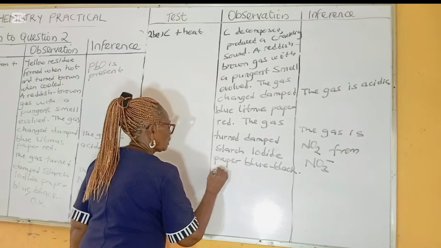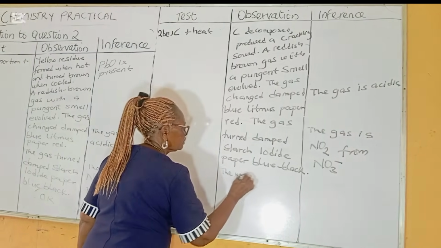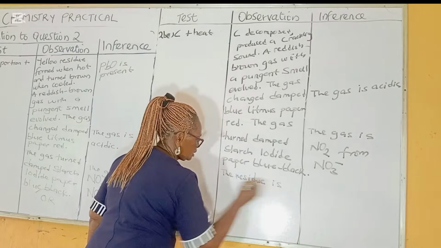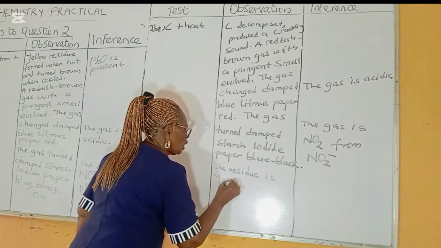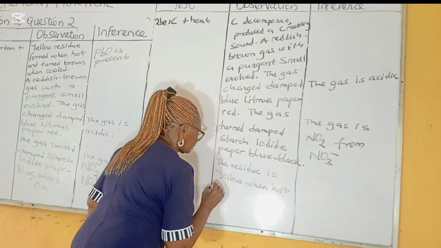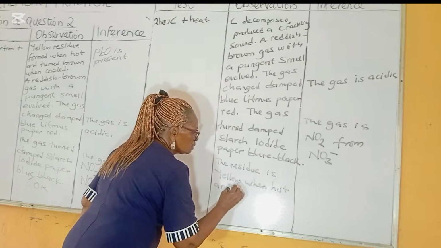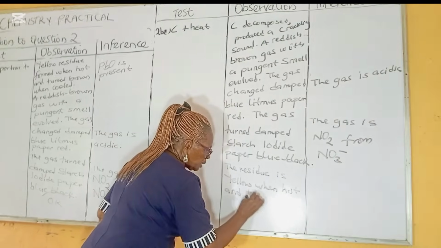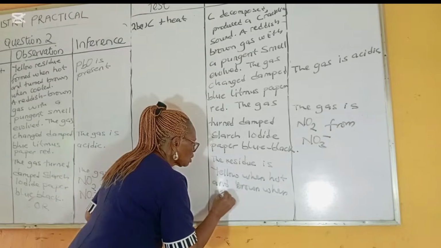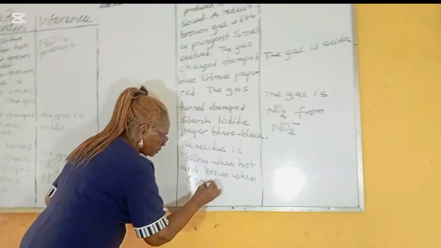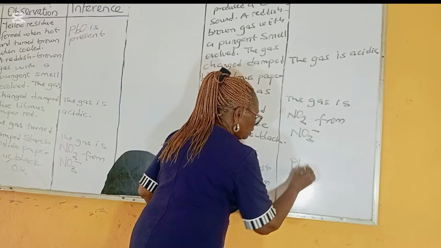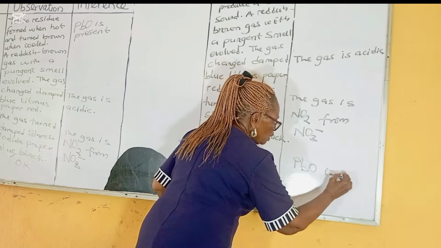Also, the residue is yellow when hot and brown or reddish brown when cold. That is, the residue is PbO.